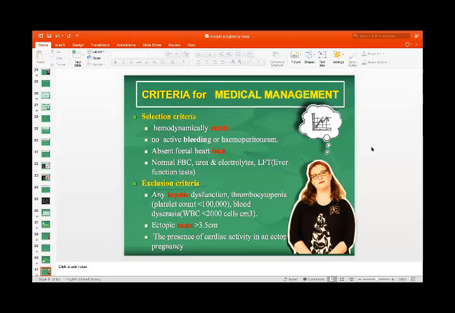An exclusion criteria, those patients which are not fit for medical management. Any patient with hepatic dysfunction, or thrombocytopenia, platelet count less than 100,000, or blood dyscrasias, the ectopic mass is more than 3.5 centimeters, or if there is cardiac activity in the ectopic pregnancy. So these are the exclusion criteria, or these are the patients which will not be fit for medical management. So inclusion and exclusion criteria.